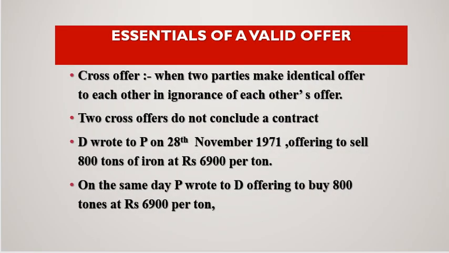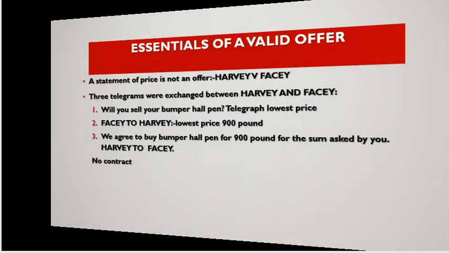Cross offer. When two parties make identical offers to each other in ignorance of each other's offer, the cross offers do not conclude a contract. D wrote to P on 28 November 1971 offering to sell 800 tons of iron at 6900 rupees per ton. On the same day, P wrote to D offering to buy 800 tons at 6900 rupees per ton. So it is the cross offer, identical offer. So they are not the offer and acceptance. So they are not valid offers.